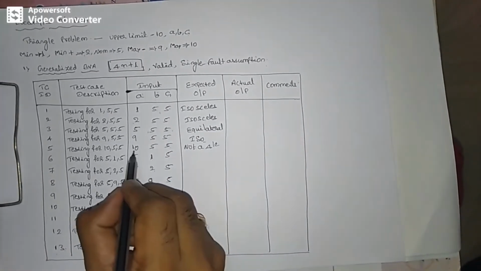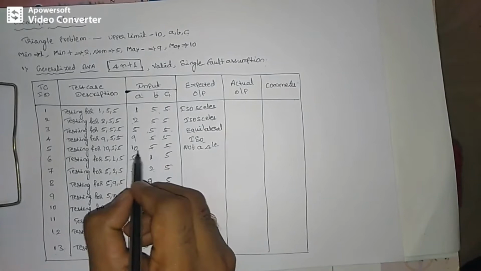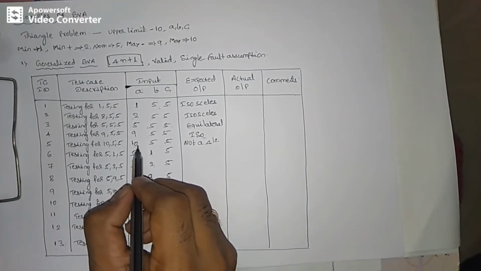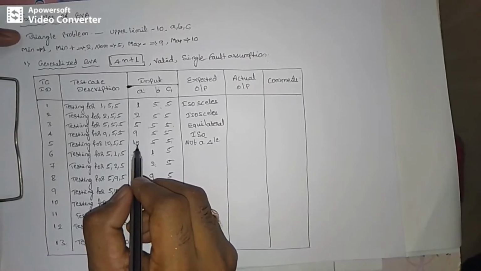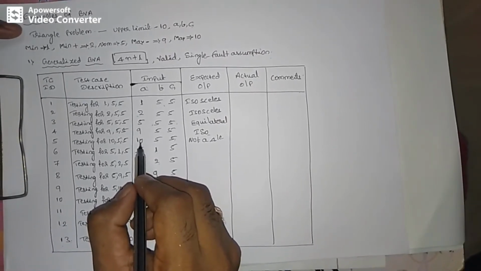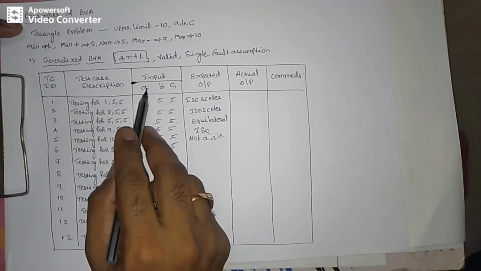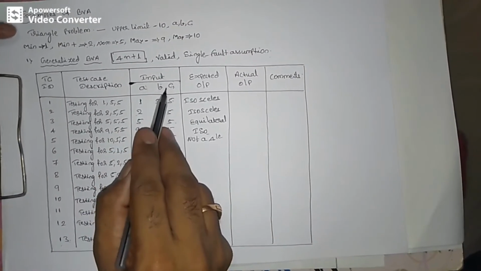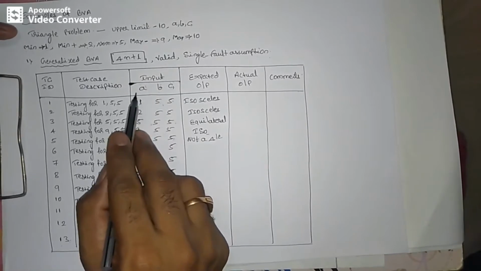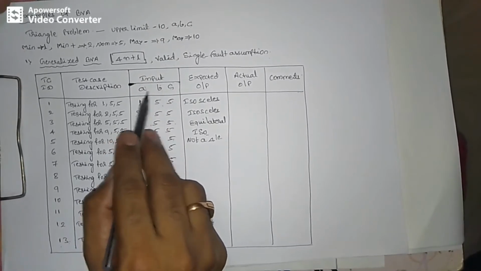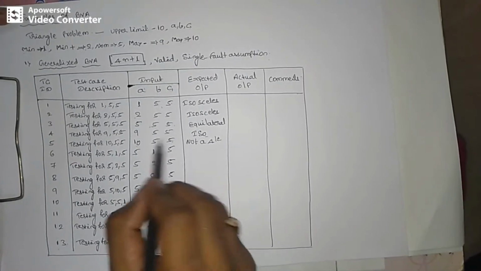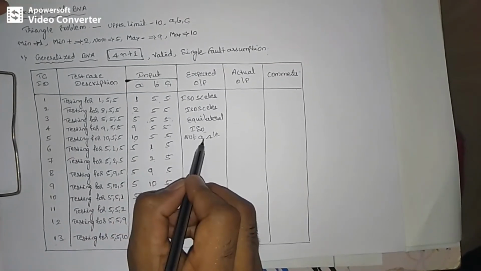So I will tell you. Whenever we are solving the triangle problem, there are 3 conditions. A value should be less than B plus C, B value should be less than A plus C, and C value should be less than A plus B. If these 3 conditions are satisfied, then it is possible to form a triangle. Else, it is not possible to form a triangle.